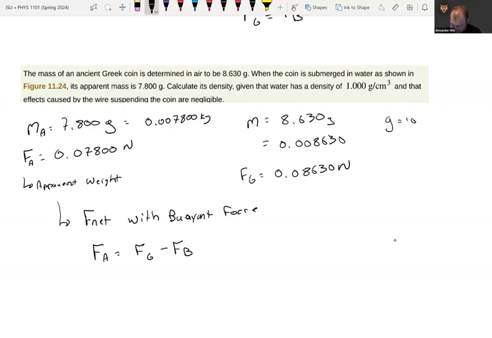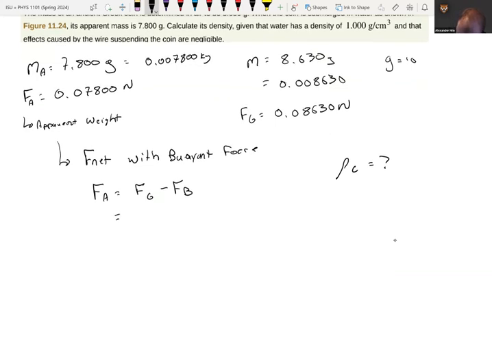All right. And it wants us to figure out the density of the coin. So the density of the coin equals what? Okay, so what we have here is the force of gravity. That's no big deal. But the force of buoyancy is going to be the density of the water times the volume of the coin, because the coin is completely submerged, times g. Okay, so that is how we would do this one.